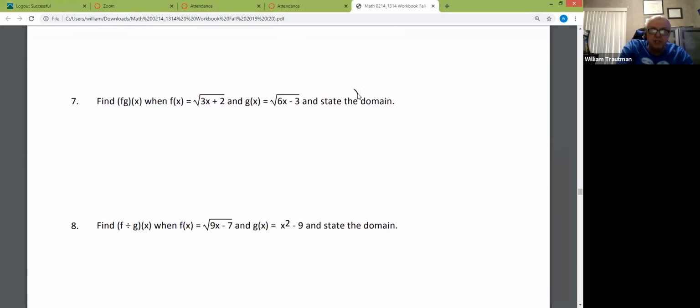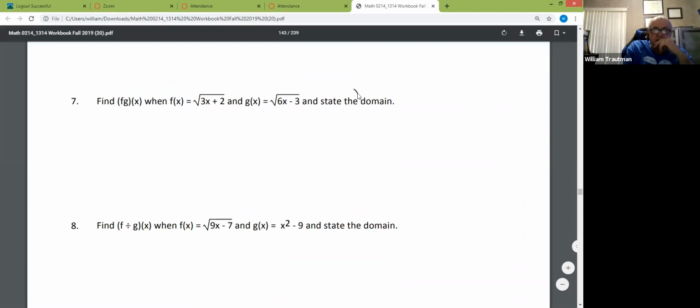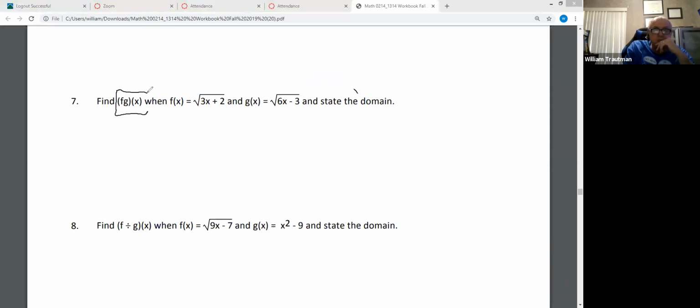Number 7 says we're going to multiply the two functions. So we're going to take function f and multiply it with function g, and we're not putting a number in it. F is the square root of 3x plus 2. G is the square root of 6x minus 3.